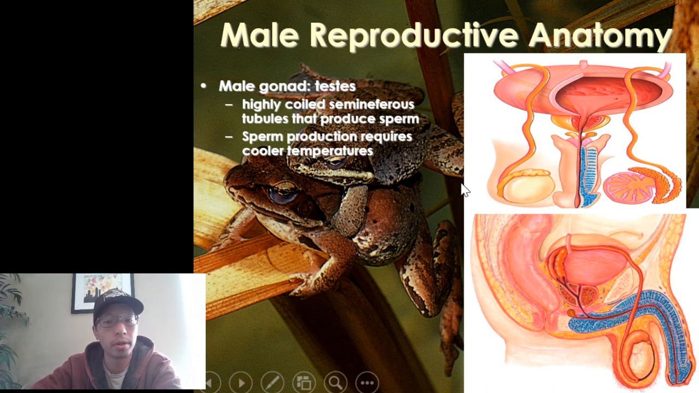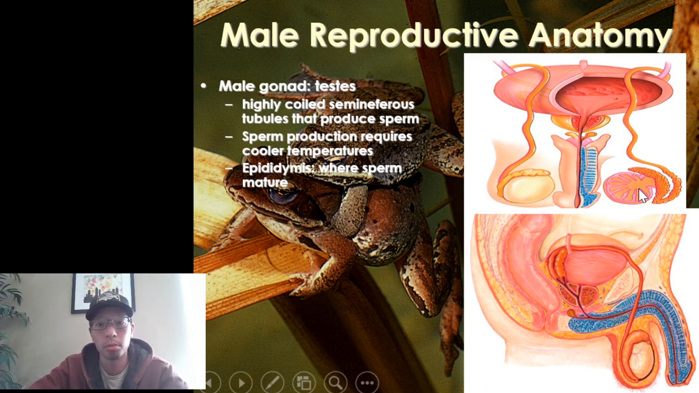And in general, sperm production does require cooler temperatures, which is why, unlike the ovaries, the testes are located outside the body, housed in a sac called the scrotum. You have a tube called the epididymis. This is where the sperm are actually going to mature.